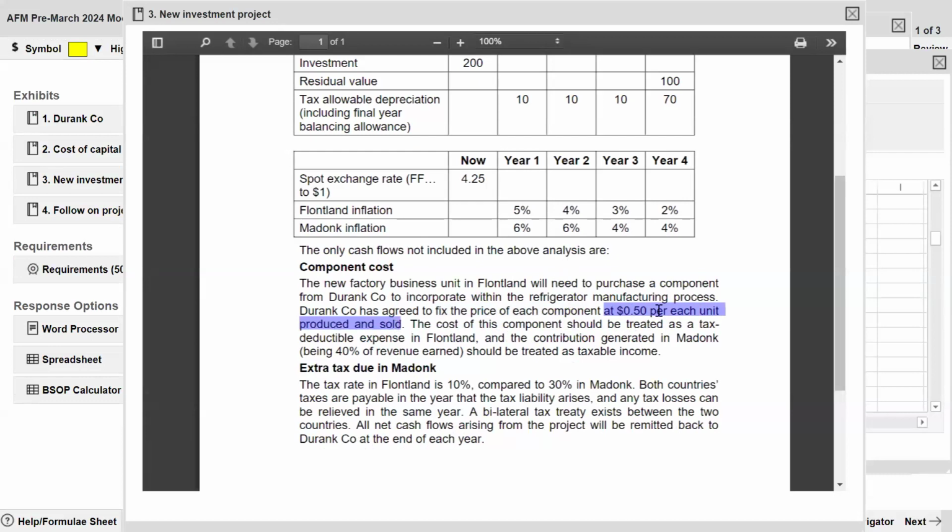Cost of this component should be treated as tax deductible expense in Frontline, and the contribution generated in Madonk, being 40% of the revenue earned, should be treated as taxable income. The extra tax in Madonk: the tax rate in Frontline is 10% compared to 30% in Madonk. Both countries' taxes are payable in the year that the tax liability arises, and any tax losses can be relieved in the next tax year. A bilateral tax treaty exists between the two companies. All net cash flows arising will be remitted back to the Durong.